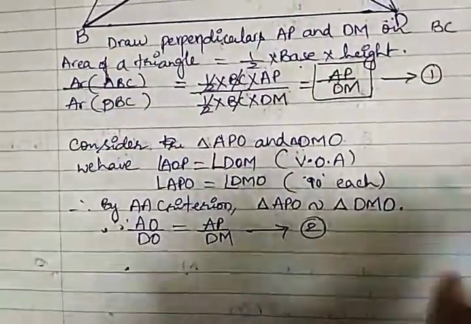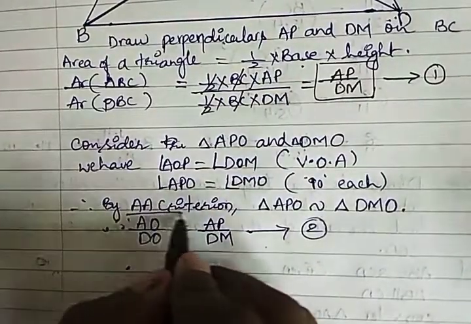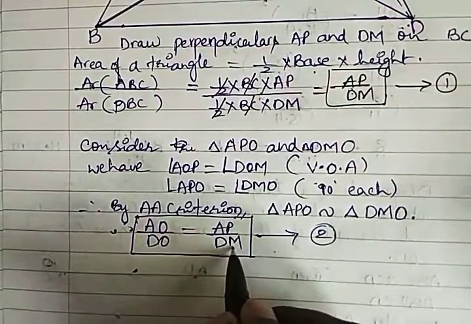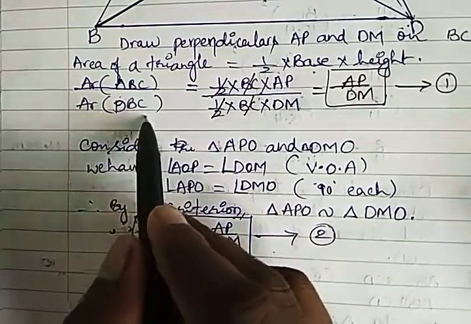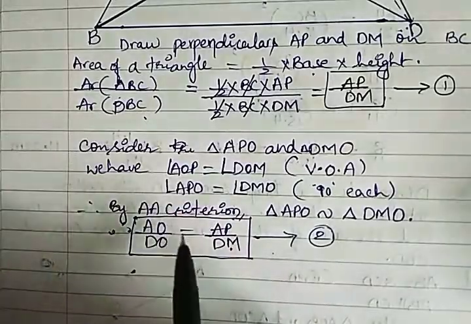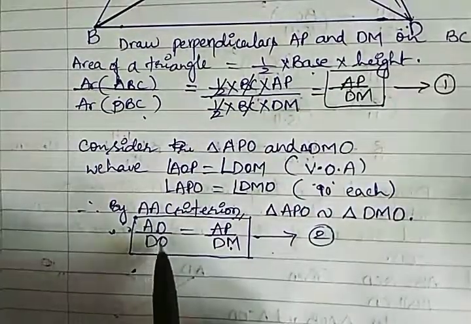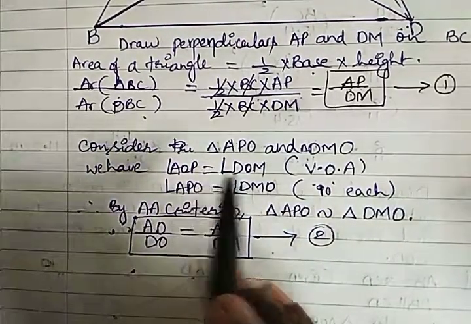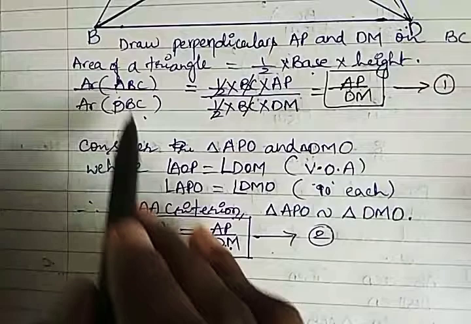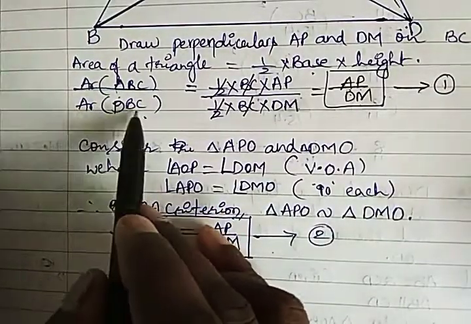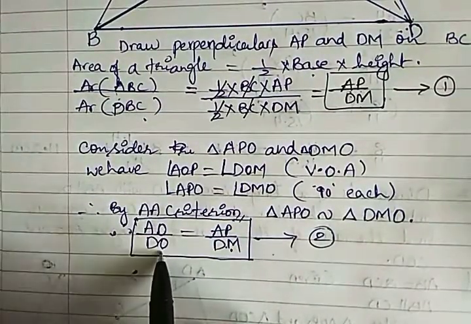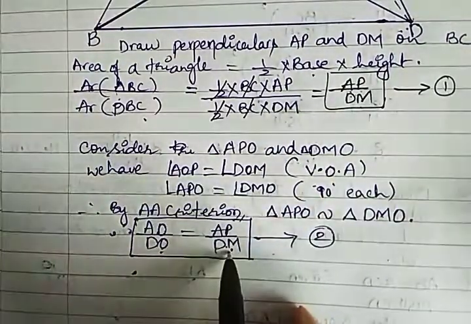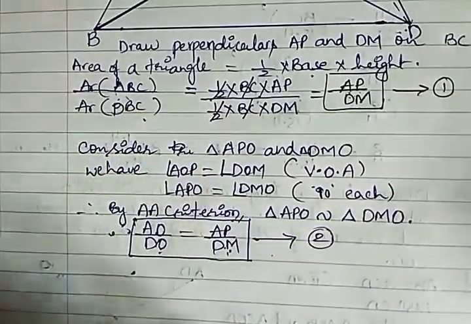Now compare equation 1 and 2. What do you find here? In equation 1 and 2, we have got something same, AP by DM. So here area of triangle ABC by DBC is equal to AP by DM. Here AO by DO is also equal to AP by DM. That means things which are equal to the same thing are equal to one another. So area of ABC by area of DBC and AO by DO are both equal to the same thing, AP by DM. So they are also equal to one another.